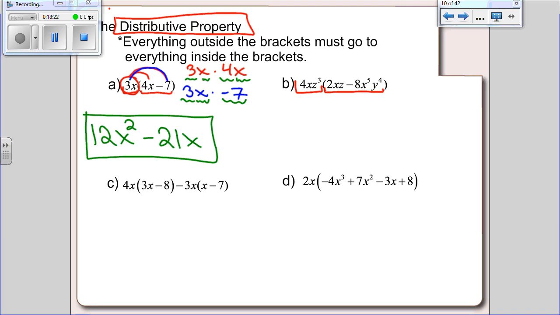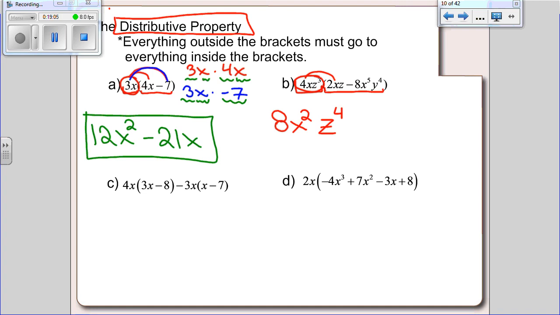So I take this monomial and I multiply it by the first term. When I do that, numbers go with numbers. 4 times 2 will give me 8. The x's go with x's. So x times x would give me x squared. I add the exponents. The z's go with z's. So z to the power of 3 times z to the power of 1 would be z to the power of 4. You add the exponents. That's the first distribution in.